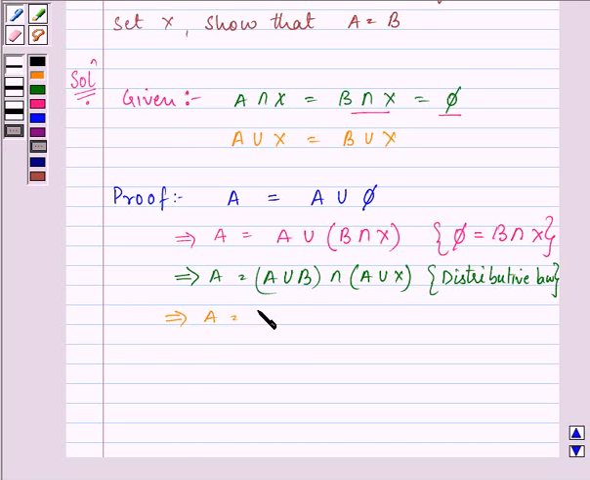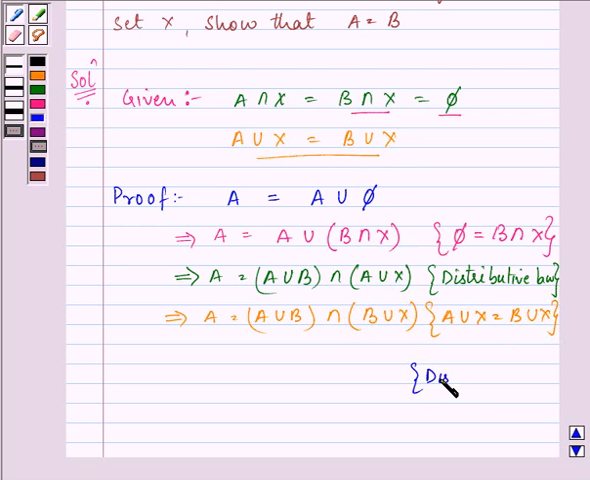Further, now in place of A union X, we can use B union X that is given to us in the question, that A union X is equal to B union X. So in place of A union X, we can write B union X again by using distributive law. We can write it as B union A intersection X.